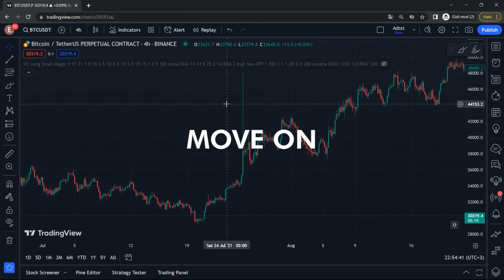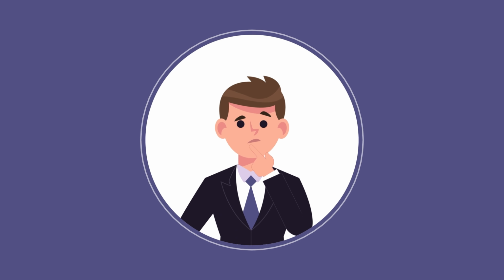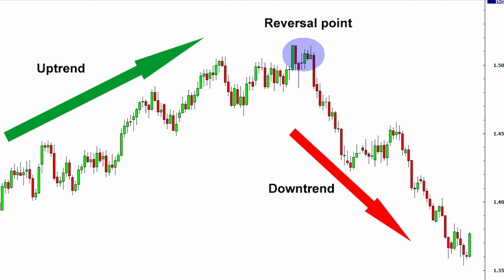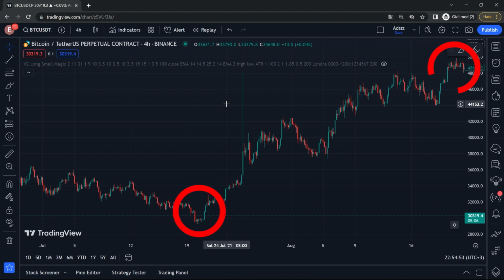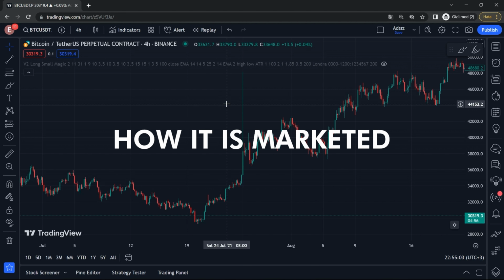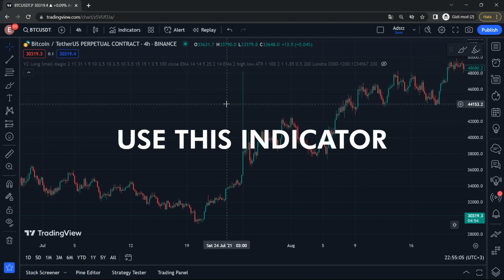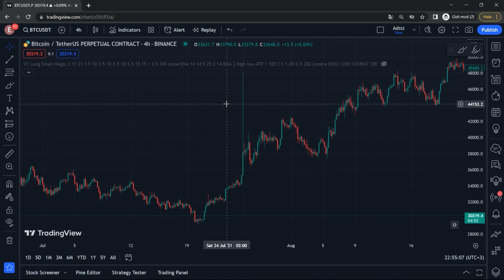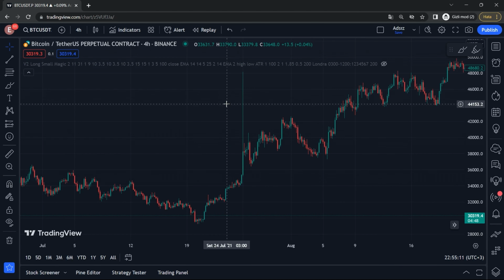Yes, now we quickly move on to the explanation of the system. The indicator we use is TDI, Trader Dynamic Index. So what does it do? TDI helps us to find the reversal of the trends, the extreme deviations of the price, the lows and the tops of the price. This is how it is marketed to you: use this indicator, find the bottoms, find the peaks, become rich, print money immediately. So is it really so? Today we will examine it together.